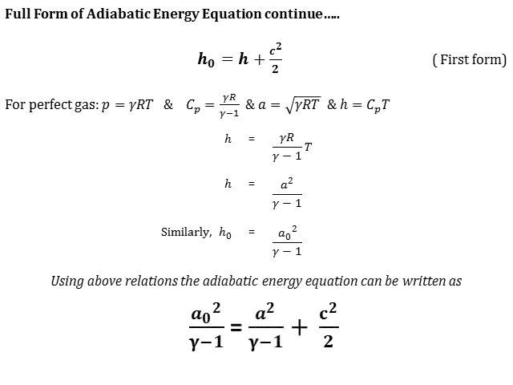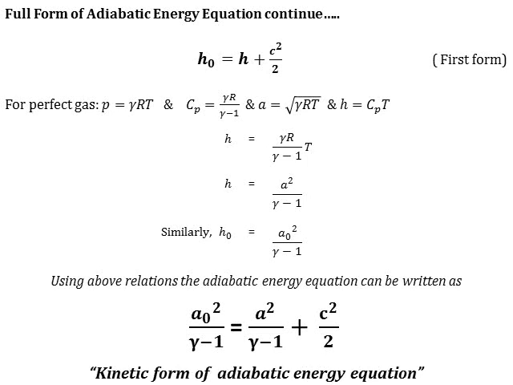We see that the static enthalpy and stagnation enthalpy terms have been replaced with velocity of sound corresponding to static and stagnation conditions respectively. This form is known as the kinetic form of adiabatic energy equation because the adiabatic energy equation is represented by different velocity terms. Let us refer to this as the second form of adiabatic energy equation.